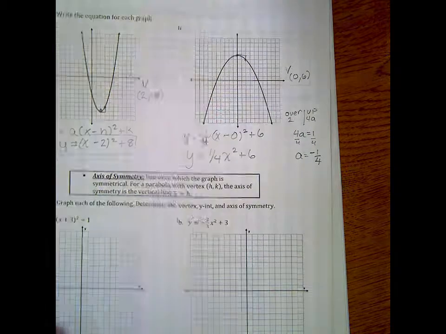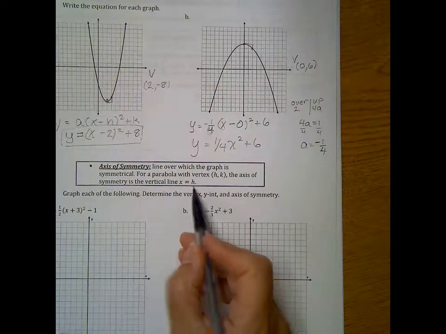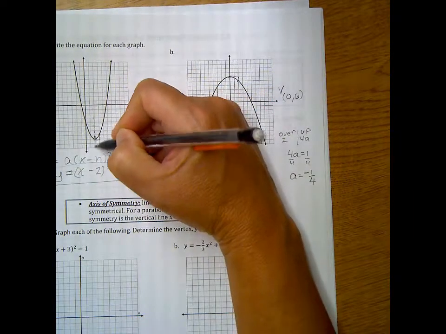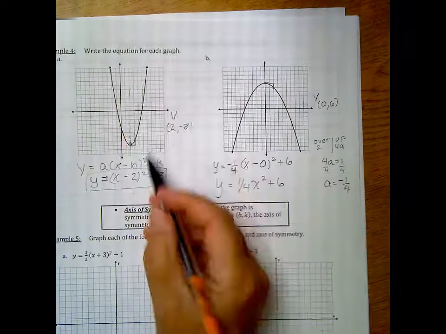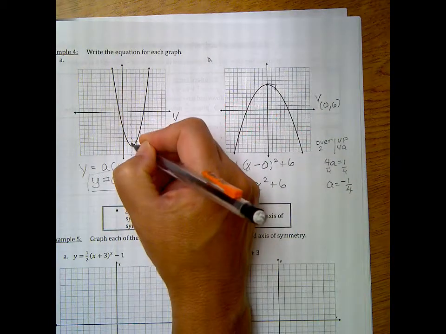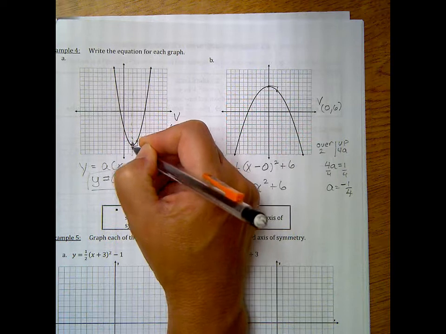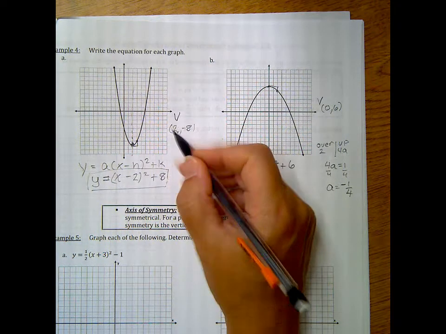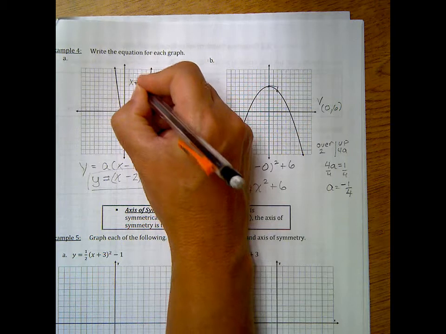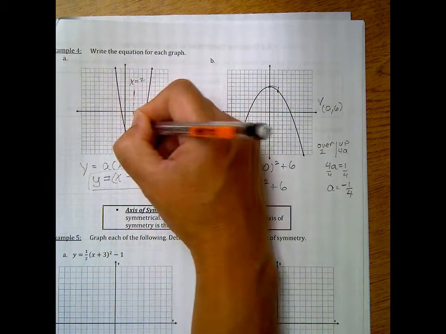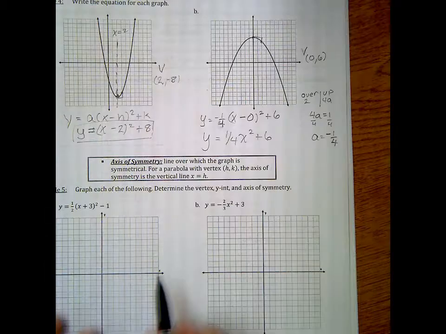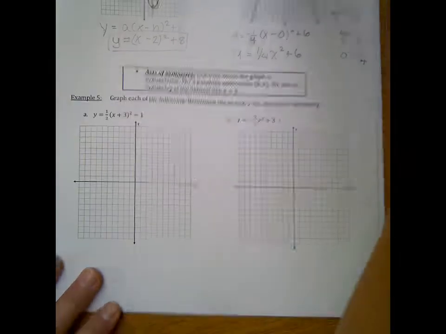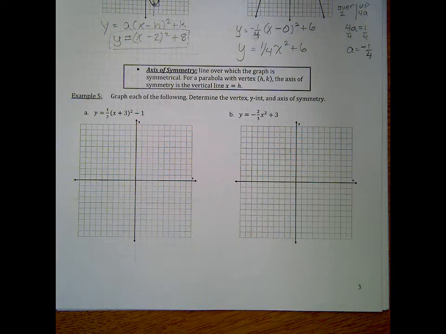Okay, the axis of symmetry is the line that goes through the middle of the parabola, cutting it in half. And since these parabolas all have vertices, their x values will be where that axis of symmetry is. So for instance, this one has an axis of symmetry at x equals 2, because this line has an equation of x equals 2. So go ahead and graph both of these, and then we will check them to make sure we've found them and their axis.